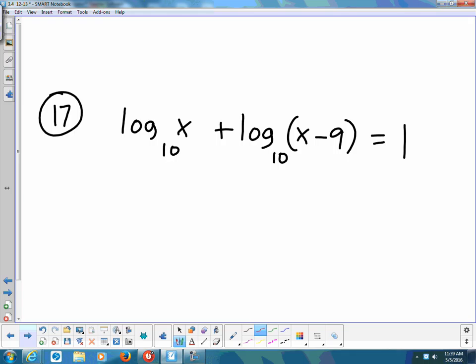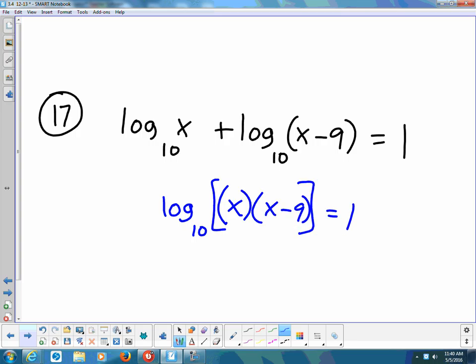All right, let's take a look at this one. This one says log to the base 10 of x plus log to the base 10 of x minus 9 equals 1. Again, I would rewrite this using my properties of exponents. So I would say x times x minus 9. Okay, and that means this would be 10 raised to the 1 equals x squared. I can multiply this out first. This would be x squared minus 9x.